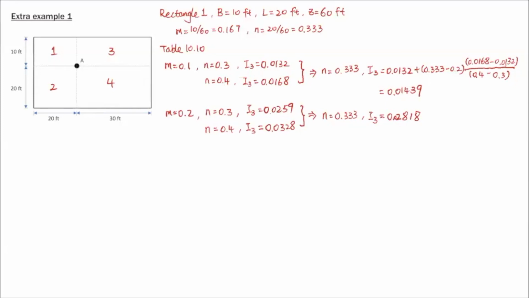Once you get these two values, then finally for that m value of 0.167, which is the m value for this rectangular one, we need to do another linear interpolation. This time n is 0.333. And from the previous two steps, we know for m equals 0.1, I3 is 0.01439, and for m of 0.2, I3 is 0.02818. And this time it's linear interpolation again, but the x will be your m, and y is still I3.